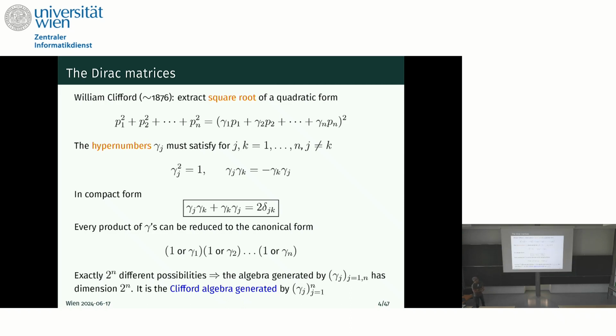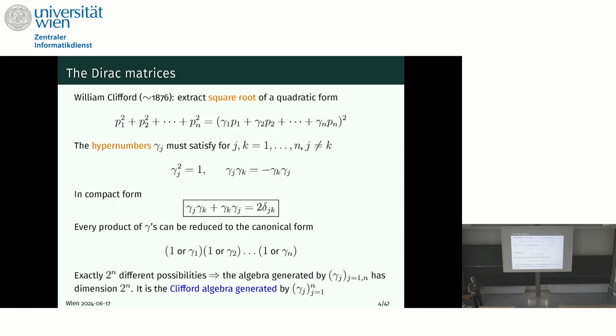So he invented hypernumbers, which are non-commutative numbers, which satisfy, of course, you want the squares to be 1 and the double product to cancel. Okay? So this is the essence of this kind of algebra. And so in short, this is the main rule that these hypernumbers should satisfy.